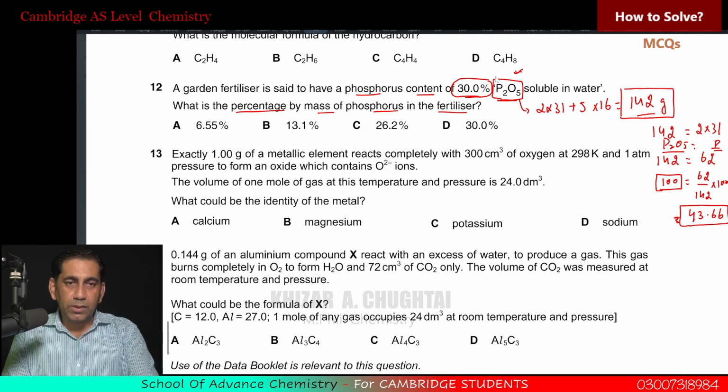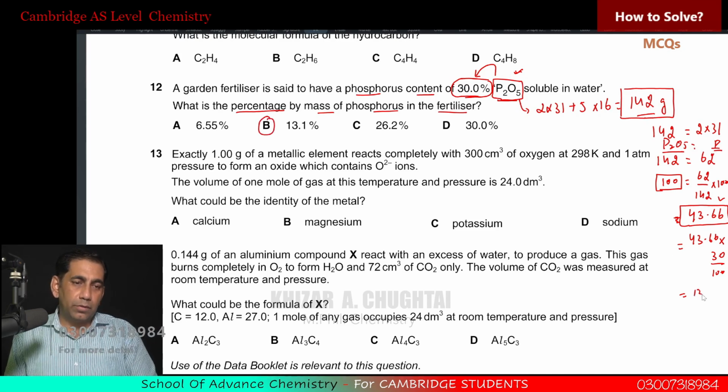But you know, this phosphorus sample is 30% pure. So actually what will be the amount of phosphorus? That will be 30% of this amount. I mean 43.66 multiplied by 30 over 100, and this answer will be equal to 13. So B is the correct option. 13% phosphorus will be there if the sample is 30% pure.